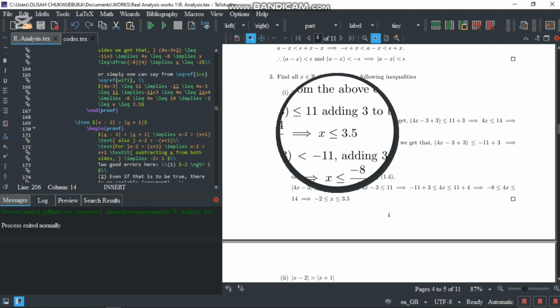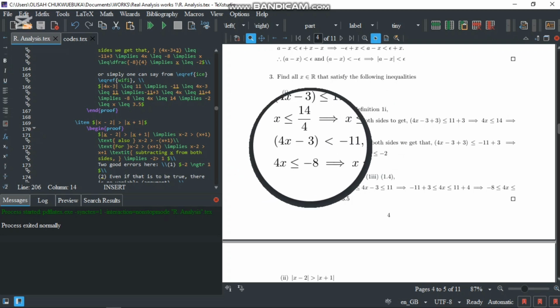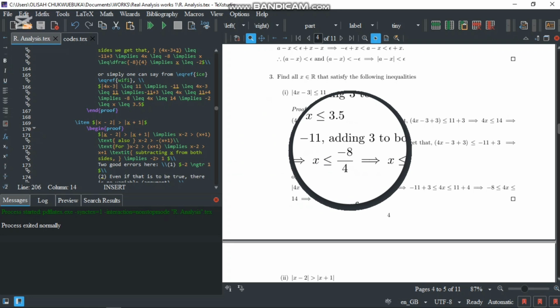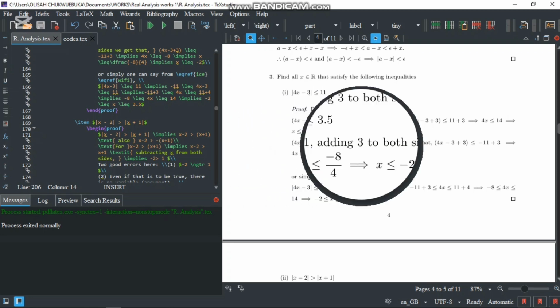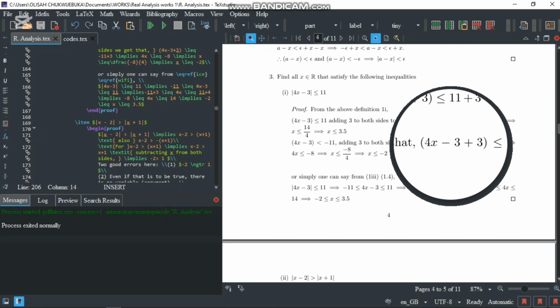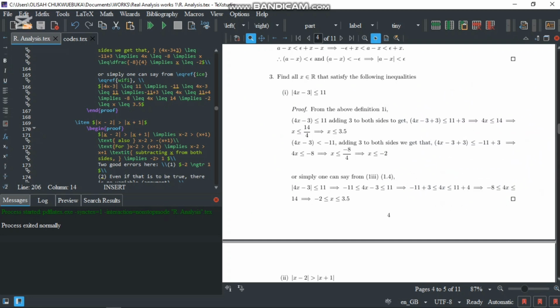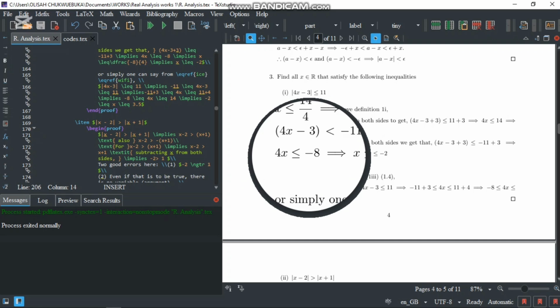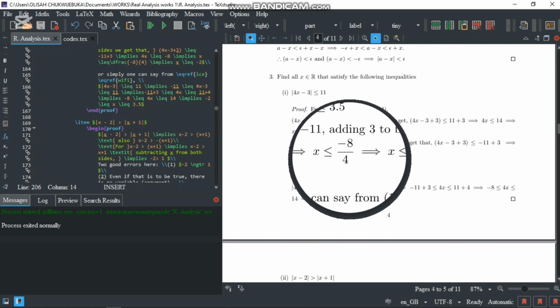Now equating 4x minus 3 to negative 11, adding 3 again to both sides, we have 4x minus 3 plus 3 is less than or equal to negative 11 plus 3. That means 4x is less than or equal to negative 8, which implies that x is less than or equal to negative 2.